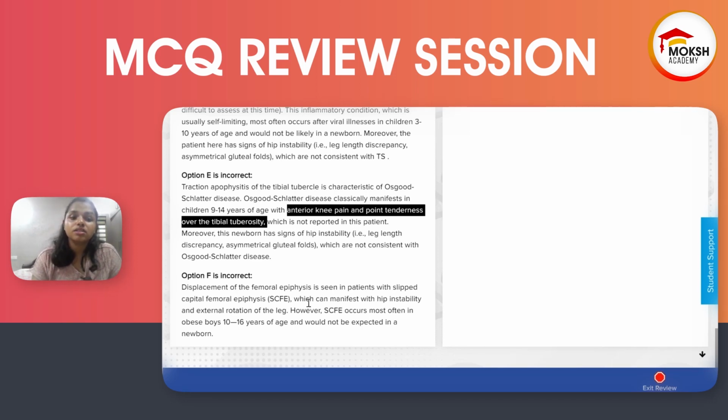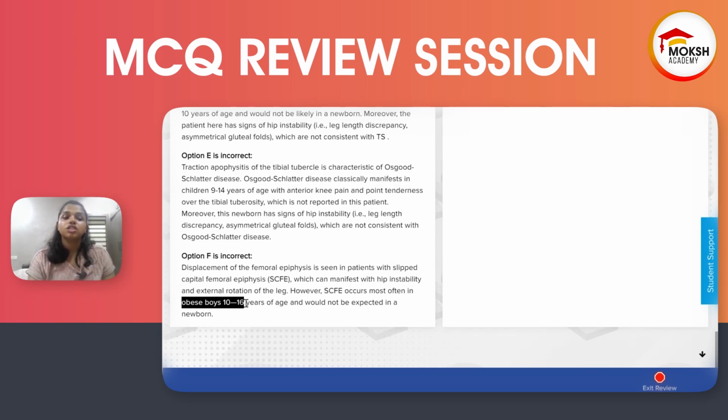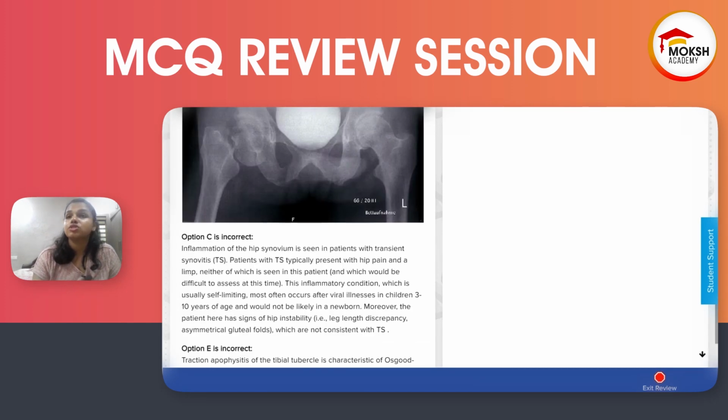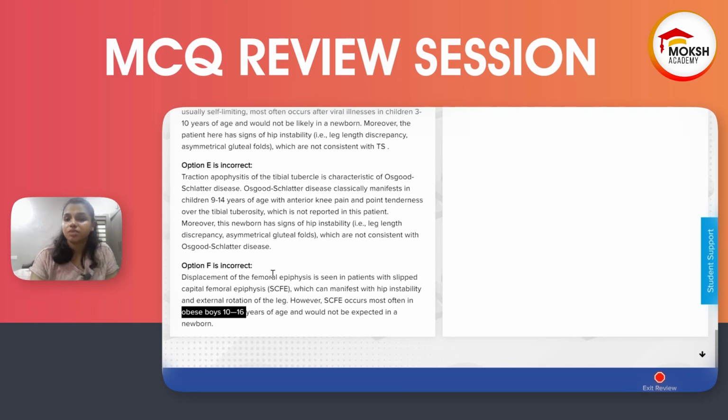Then slipped capital femoral epiphysis is also not expected in a newborn child. Normally in the question you will have an obese teenager who will have instability of the hip, and there will be movement problems, and the thigh will be externally rotated. That is the classic presentation of slipped capital femoral epiphysis. In Legg-Calvé-Perthes disease, it's usually thigh pain which radiates to the knees, and here it's more of instability of the hip. That's how you differentiate between the two conditions.